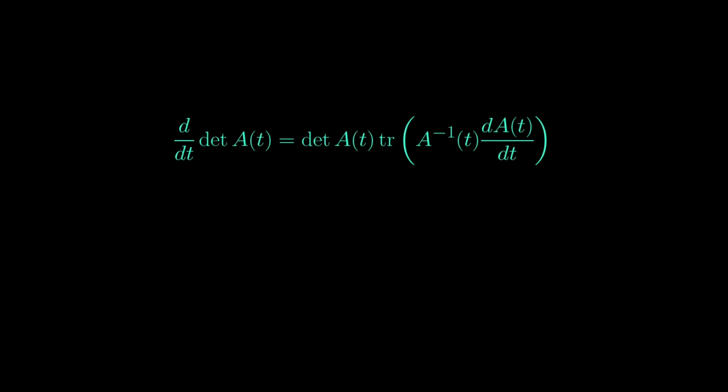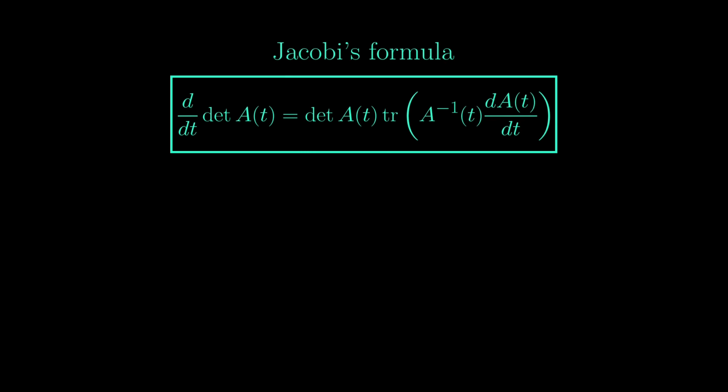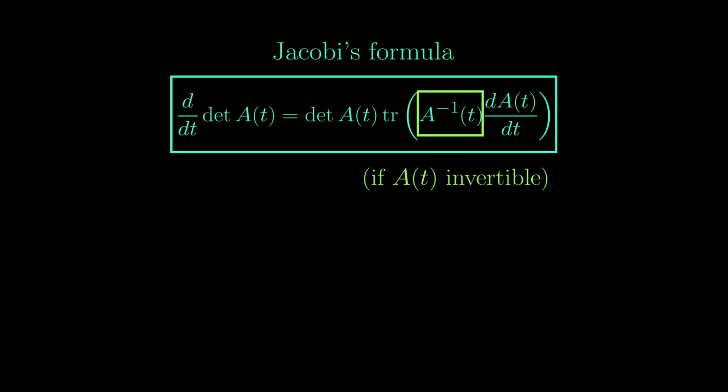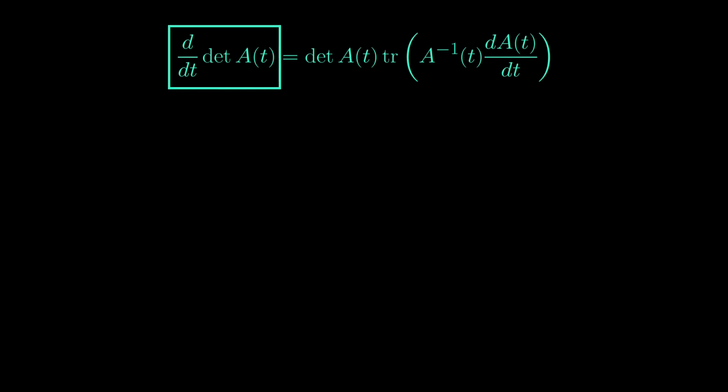This formula is known as Jacobi's formula for a matrix A that depends on time t. Well, technically, this is only true if A of t in this formula is invertible, because there is A inverse in the formula. A more general formula involves the adjoint matrix, which is defined even if A is not invertible. But for the purpose of visualization, we are going to assume A is invertible and try to understand this formula first. First off, what does the left-hand side really mean?